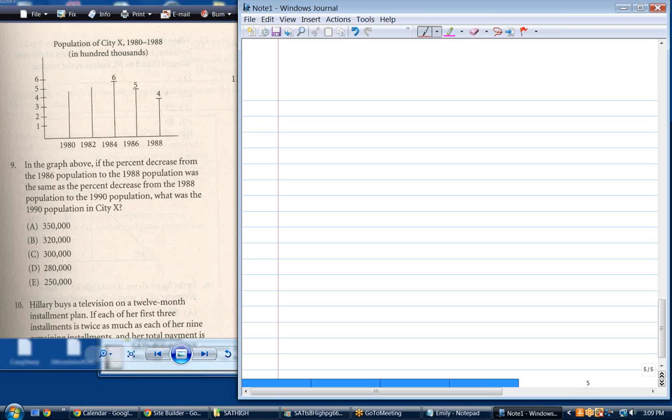What's the percent decrease from 88 to 86? Or from 86 to 88, excuse me. What is the percent decrease? It goes down 20%. Yep. Okay, so it's down 20%.